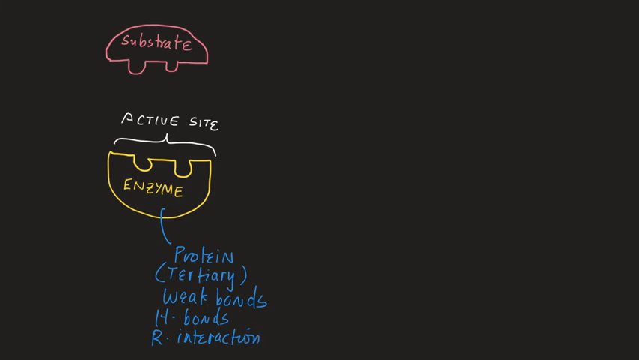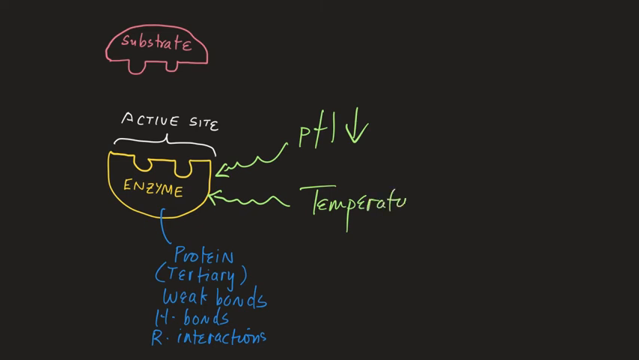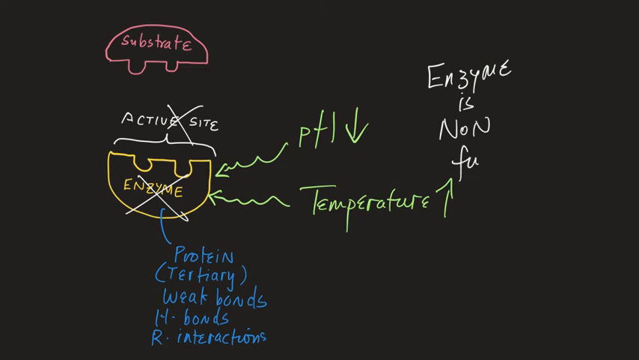If an enzyme is exposed to either low pH, which is acidic, or high temperature beyond 40 degrees Celsius, then these H bonds and R interactions are disrupted. And the enzyme loses its shape, and the active site loses its shape as well. So the enzyme can no longer recognize its substrate, and therefore it is no longer functional. We say that the enzyme is now denatured.